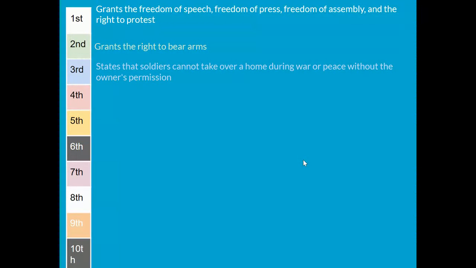Okay, the Third Amendment states that soldiers cannot take over a home during war or peace without the owner's permission.